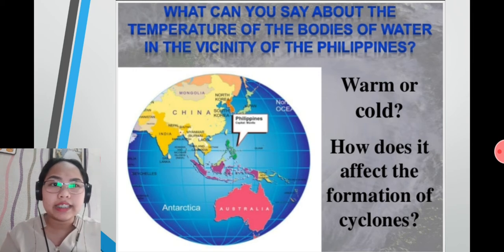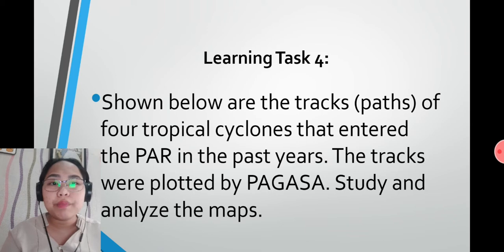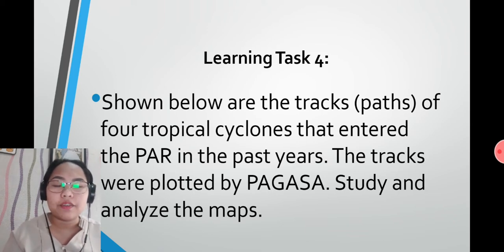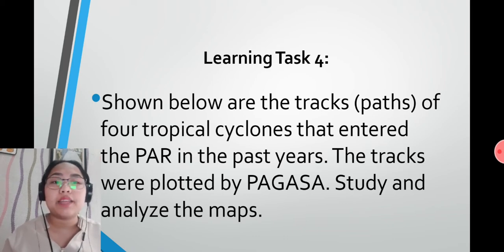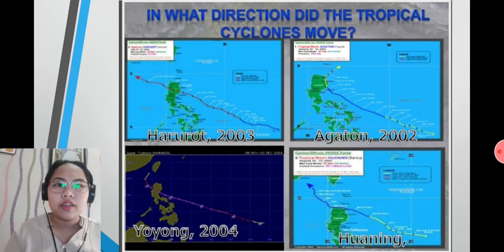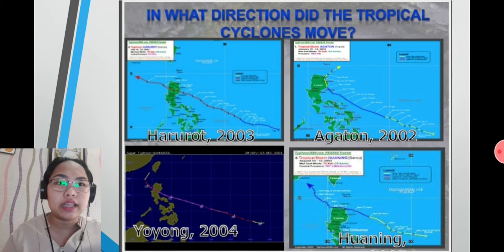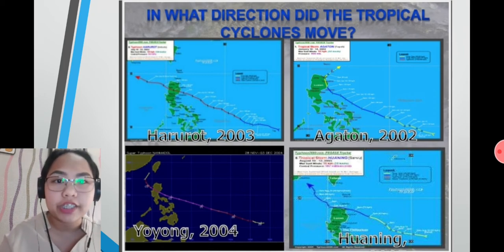For this learning task number 4, shown below are the tracks or paths of 4 tropical cyclones that entered the PAR in the past years. The tracks were plotted by PAGASA. Study and analyze the maps. In what direction did the tropical cyclones move? In this slide, we have 4 types of tropical cyclones that passed in the previous years.